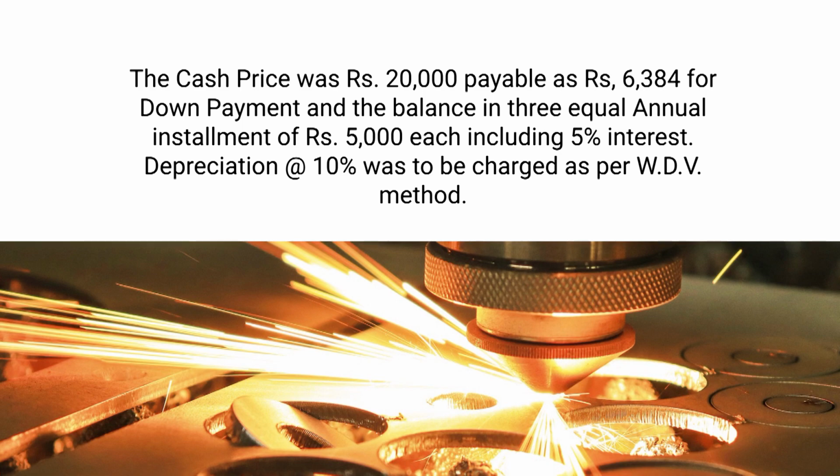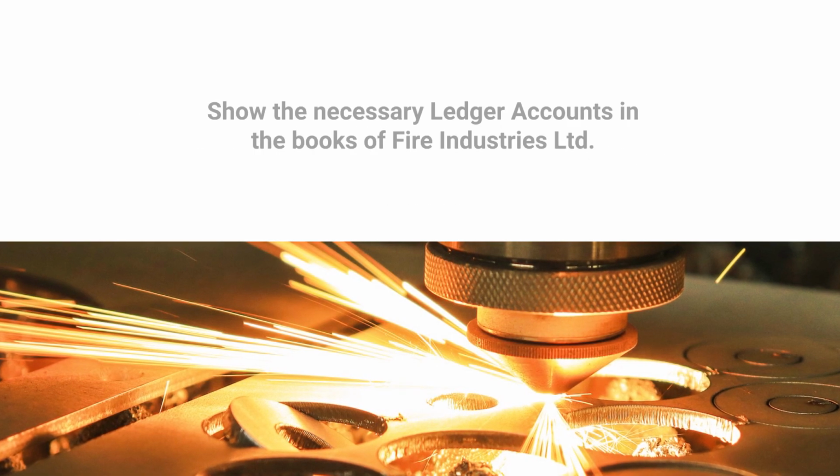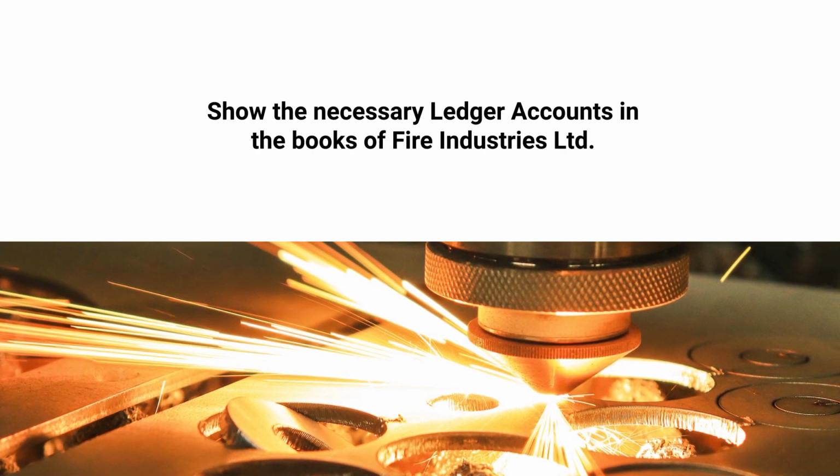Depreciation at the rate of 10% was to be charged as per the written down value method. So the rate of depreciation is 10%, the rate of interest is 5%. Show the necessary ledger accounts in the books of Fire Industries Limited. Here we have to make the ledger only in the books of the buyer, not in the books of the vendor. So let's see how the accounting treatment will take place.